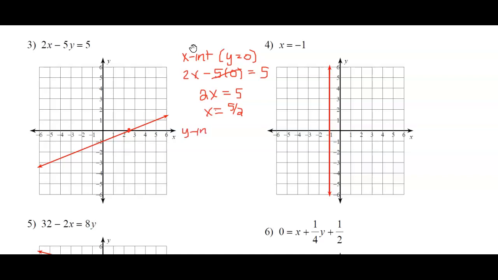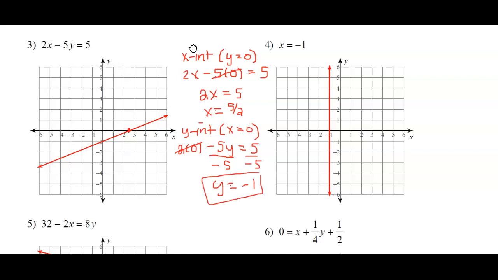To find your y-intercept, you want to make x equal to 0. So you would set 2 times 0 minus 5y equals 5. 2 times 0 is 0. Divide by negative 5, and we get y equals negative 1. And we can see that's our y-intercept over here. So again, for your next quiz on this, I would anticipate that you can find your x and y-intercepts as well as graph equations of lines.